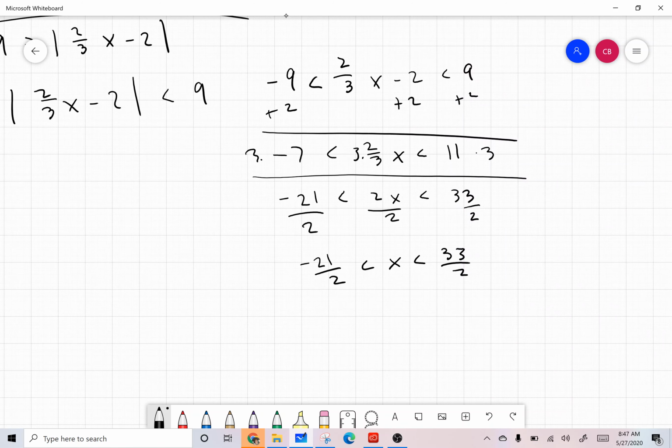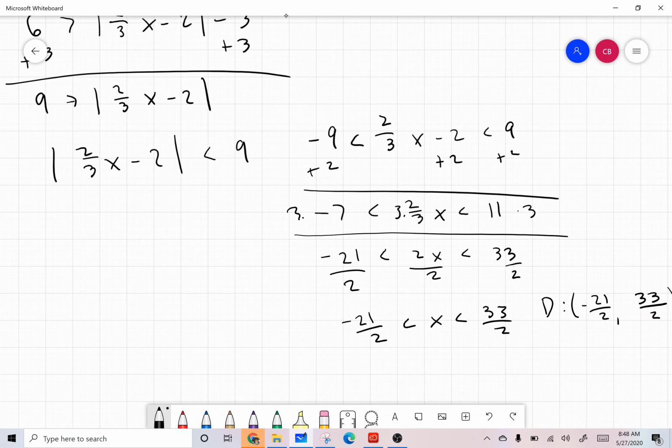If we want to write this in interval notation, then we have negative 21 over 2, but between negative 21 over 2 and 33 over 2. Okay, and so that is how you go about doing these. So remember, isolate the absolute value, say great or less than, but that only works obviously if this thing is in the front, so make sure you move that in the front. The absolute value has to be on the left to say great or less than, and so make sure you do that. Thank you guys.